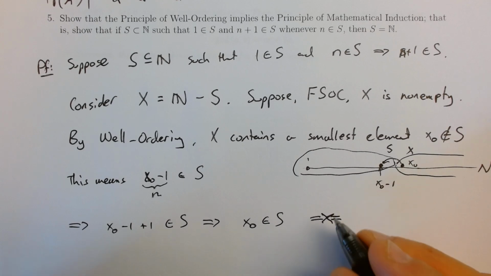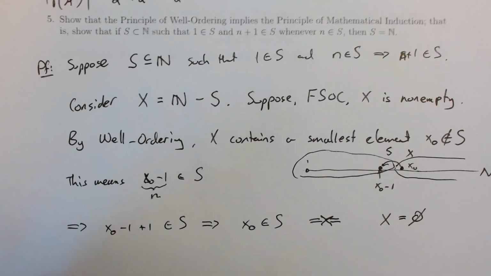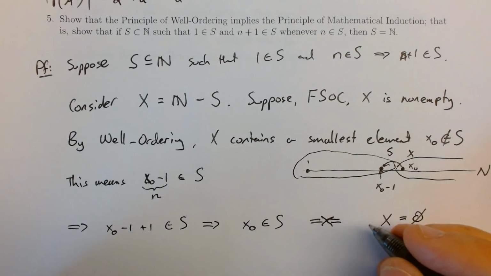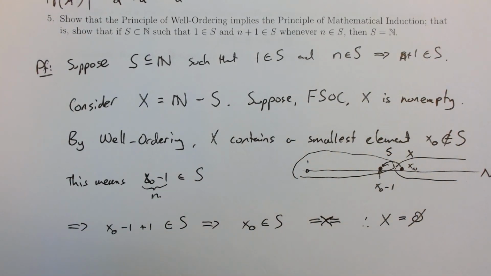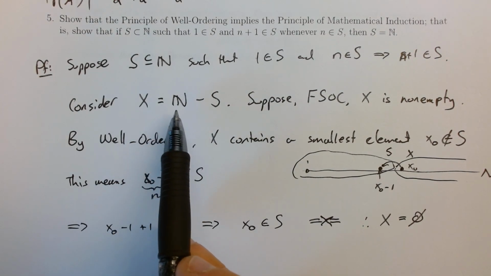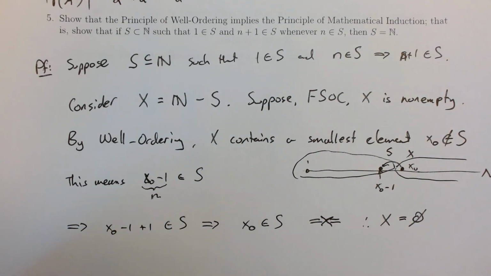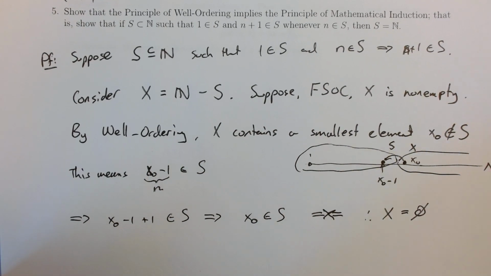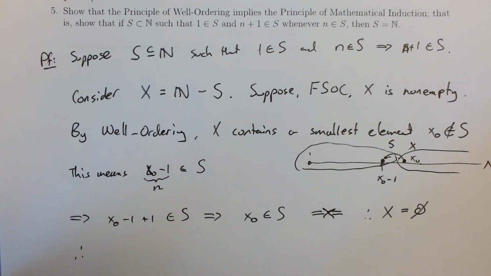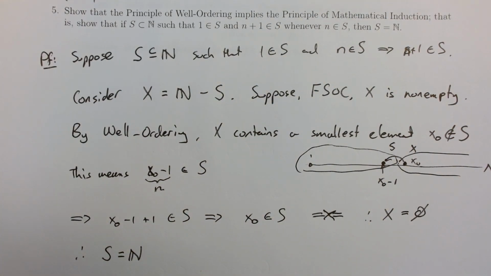So the conclusion we get from that contradiction is that X is empty. So X is the empty set. Therefore, X is the empty set. Well, X was the difference between the natural numbers and S, so they must be equal to each other. So our second conclusion here is that S is actually equal to all the natural numbers. Okay, we'll stop there.